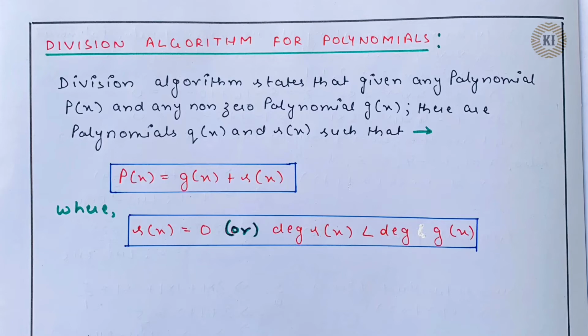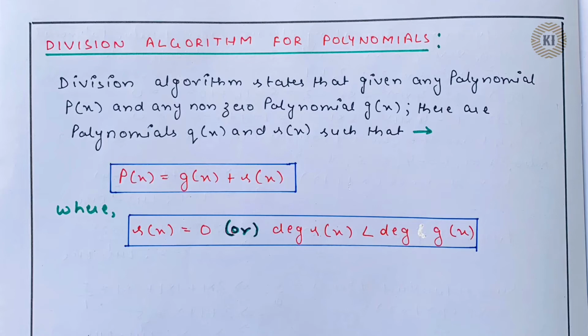Division algorithm states that given any polynomial p(x) and any non-zero polynomial g(x), there are polynomials q(x) and r(x) such that, I will make you understand it in simple terms afterwards, first you just see: p(x) is equal to g(x) times q(x) plus r(x), where r(x) is equal to 0, or the degree of r(x) is less than the degree of g(x). If you compare, the degree of g(x) will always be greater than the degree of r(x).